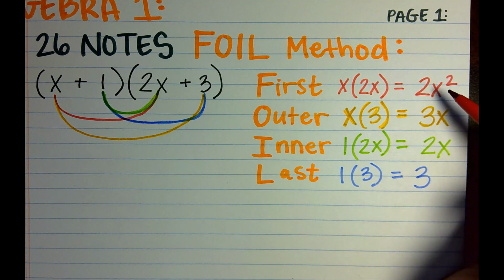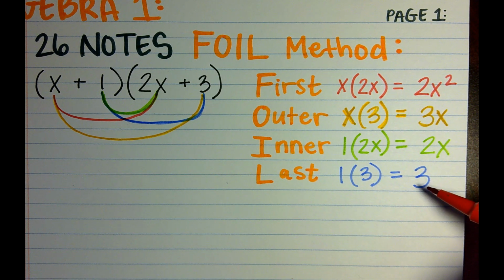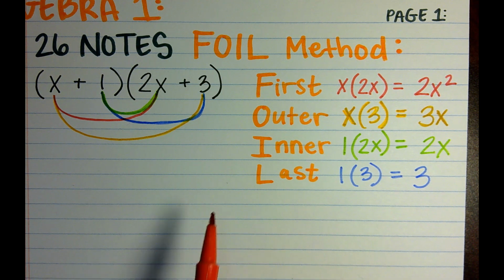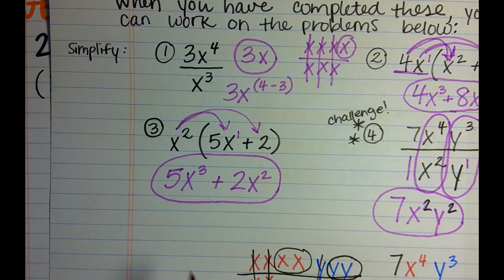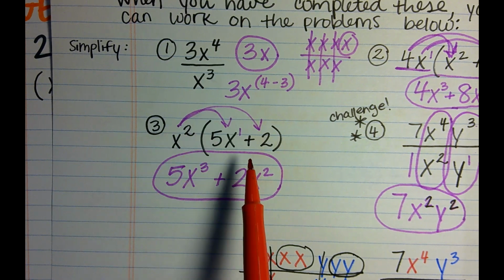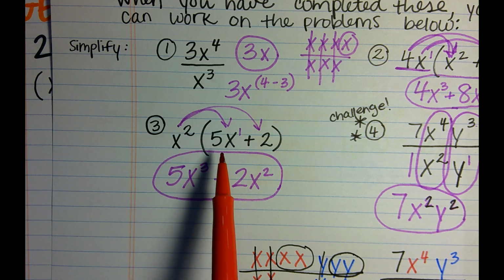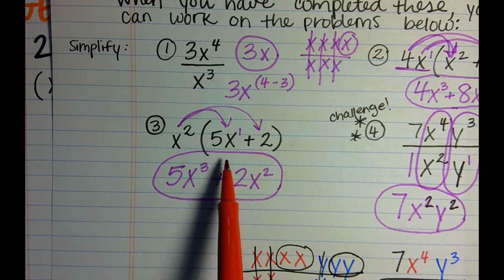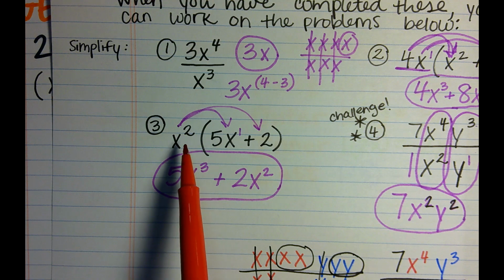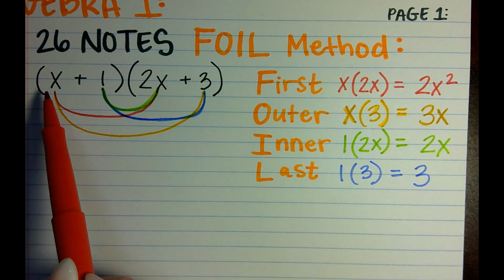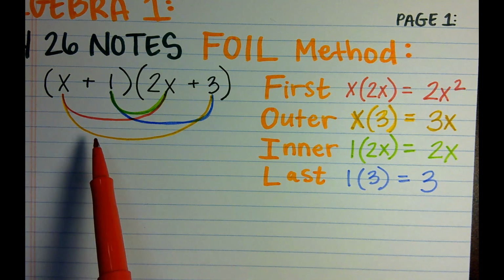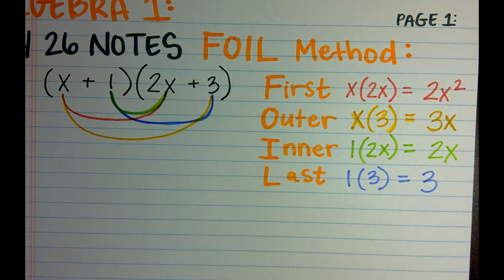And what we're going to do is take all of these answers we came up with and write them out side by side with plus signs in between. Because what's happening here is a lot like what happened here. We're multiplying x squared times 5x. We got 5x to the third power. There was a plus. X squared times 2 is 2x squared. In this problem, we're doing the same thing, where we're putting plus signs in between everything.